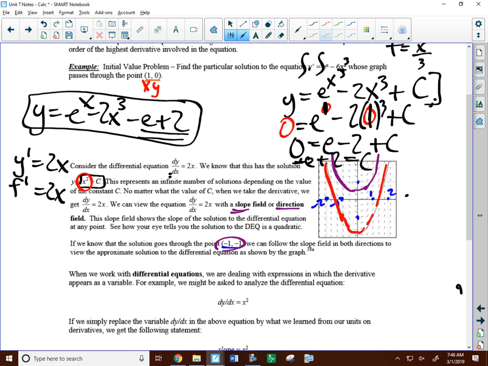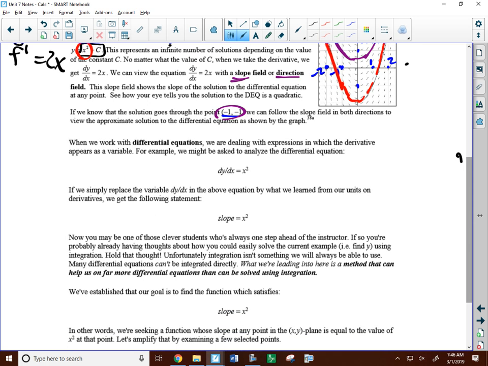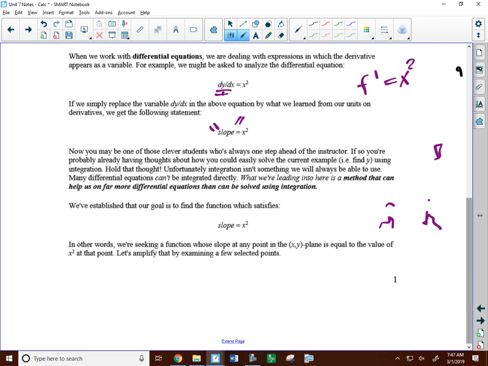So I kind of said all that. Now, here's how we're going to find them. Let's say I'm starting with a different one now. The last one was 2x. I'm switching to x squared. Here's what we do. We think of f prime equals x squared, or y prime equals x squared, dy/dx equals x squared. That really means slope, right? Isn't the derivative representing slope? So in your mind, you translate this to mean slope equals x squared. What you're going to do then is take some points.